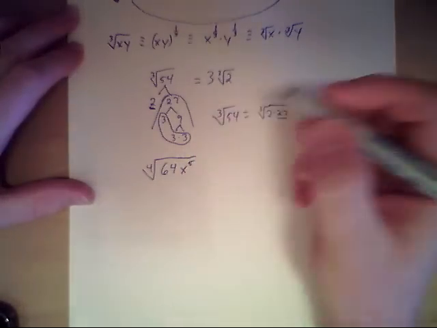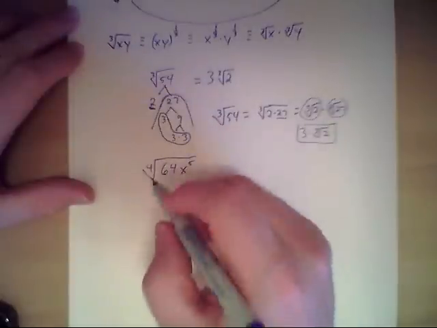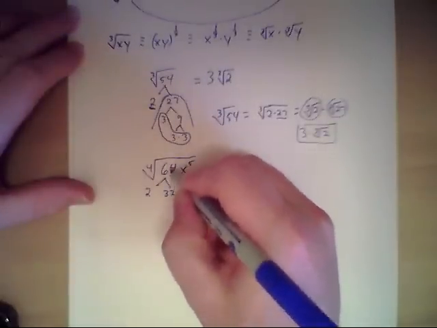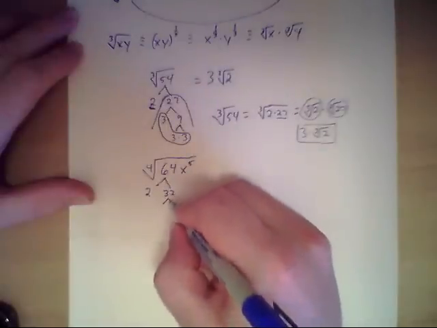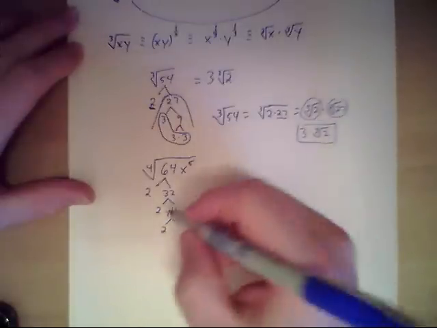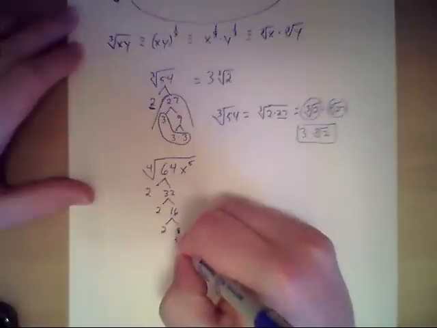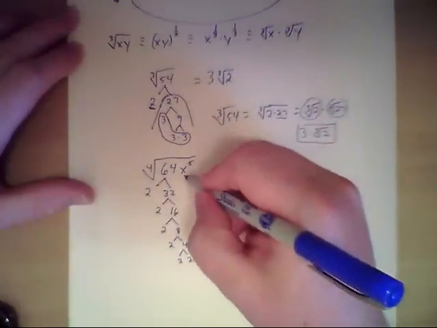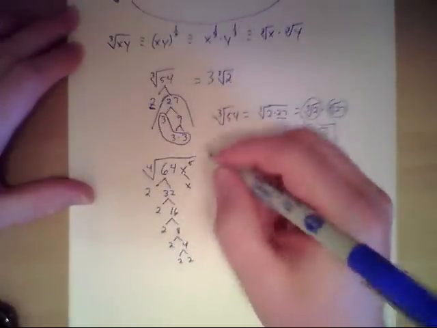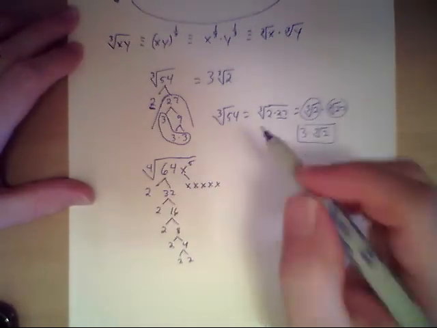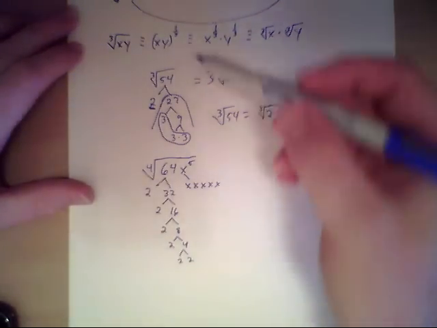Okay, so let's break this down into the smallest bits possible. Let's see, 64 is 2 times 32. So we replace that with 2 times 32. 32 is 2 times 16. 16 is 2 times 8. And then 8 is 2 times 4, and then 4 is 2 times 2. And then let's break down this x. Well, x to the 5th breaks down into x times x times x times x times x.